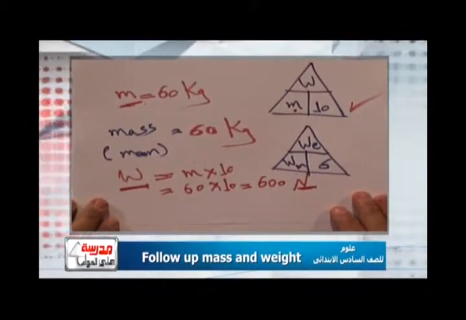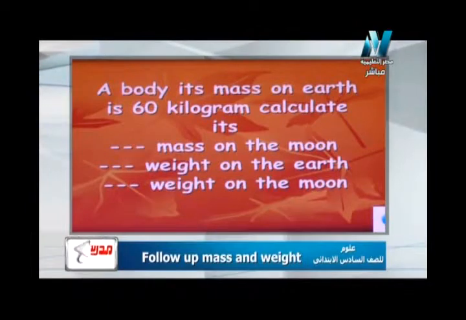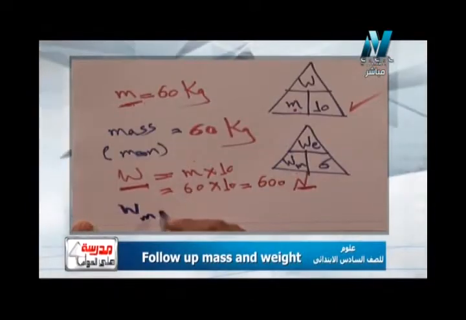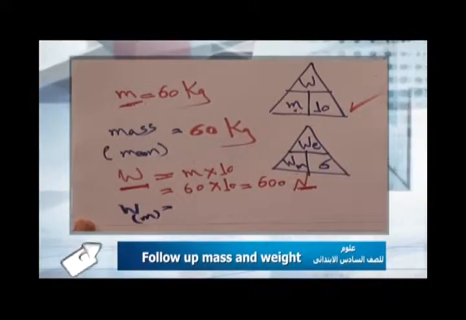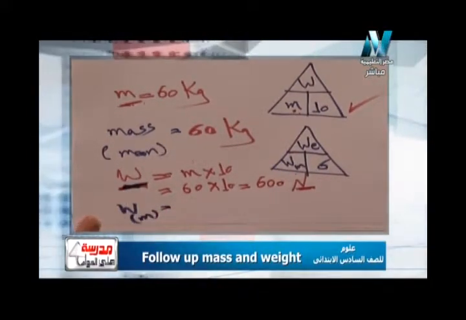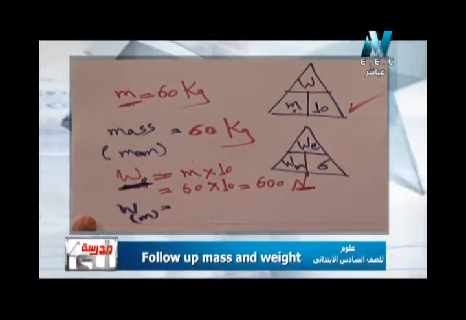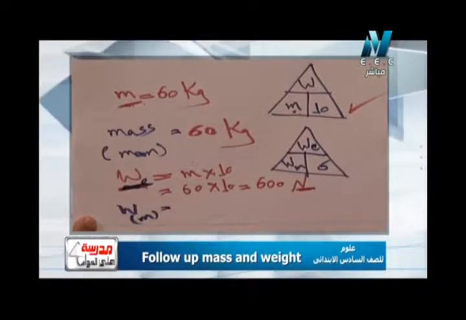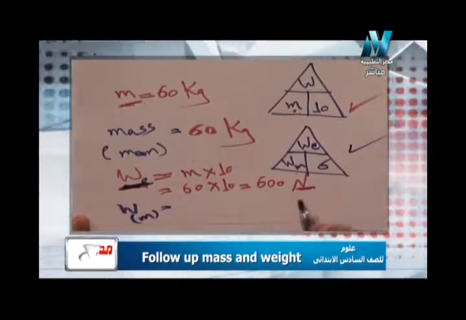The last requirement is the weight on the moon. Look here. I want the weight on the moon. I can write weight between brackets with the letter M under it, the moon. I have the weight on the earth, which I just found, and I want the weight on the moon. So I will use what triangle? Surely the second triangle. Why? Because I want weight on the moon.